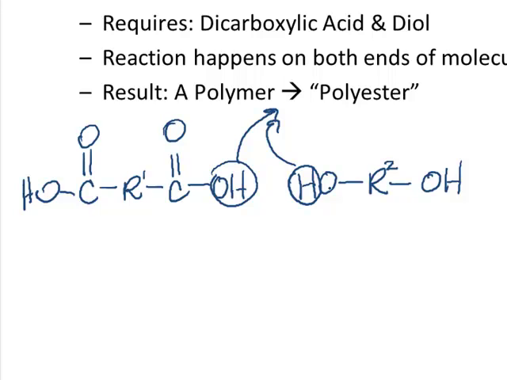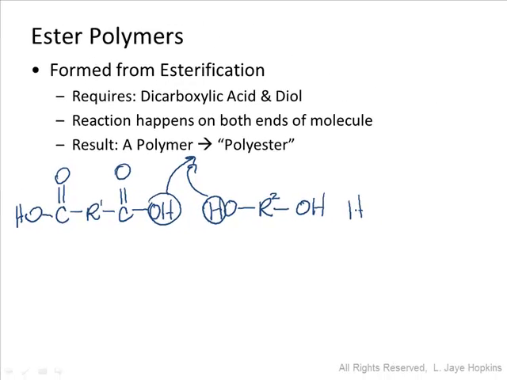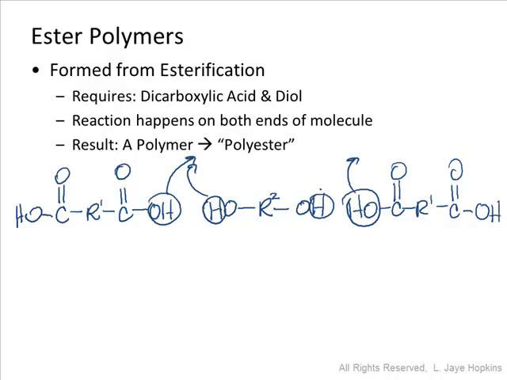But this reaction has to happen on both sides of the molecule, so I actually need to continue drawing these structures. For instance, I'll have to draw another dicarboxylic acid, the same one as I had in the first case. Then the reaction can happen again between the functional groups on each of these sides. And what you end up with is a regular repeating pattern.